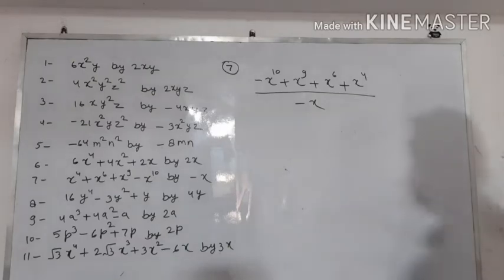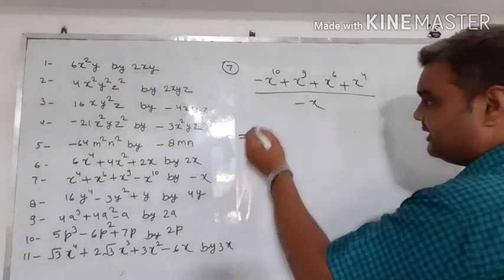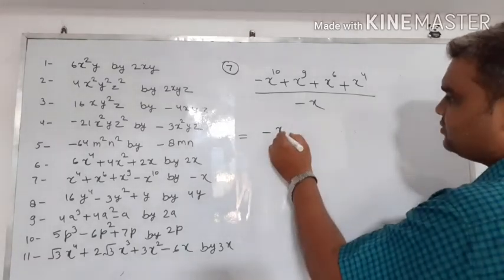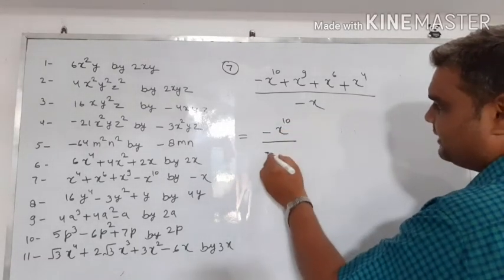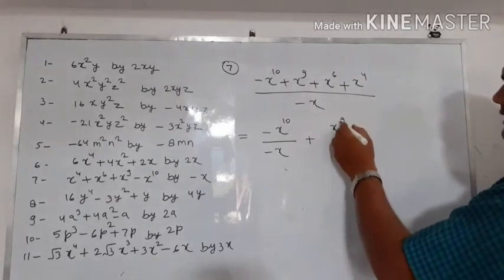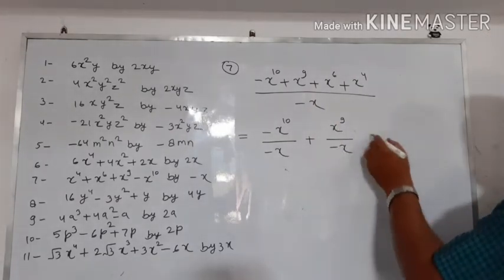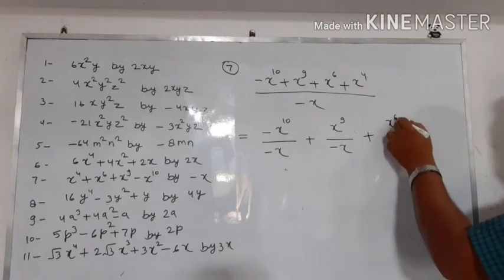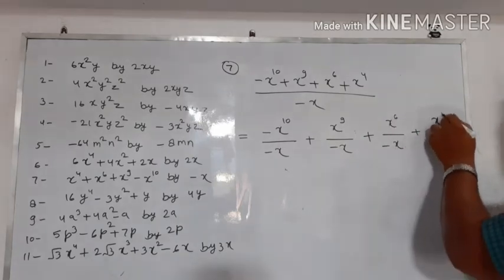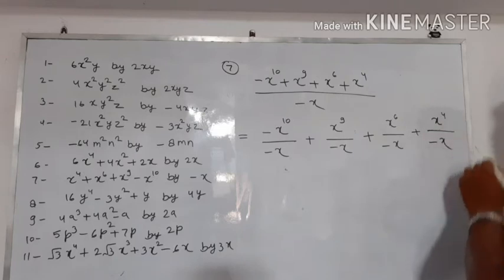What will be done? Let's see. Now again we separate each term. So minus x to the power 10 upon minus x, then plus x to the power 9 upon minus x, then plus x to the power 6 upon minus x, and then plus x to the power 4 upon minus x.